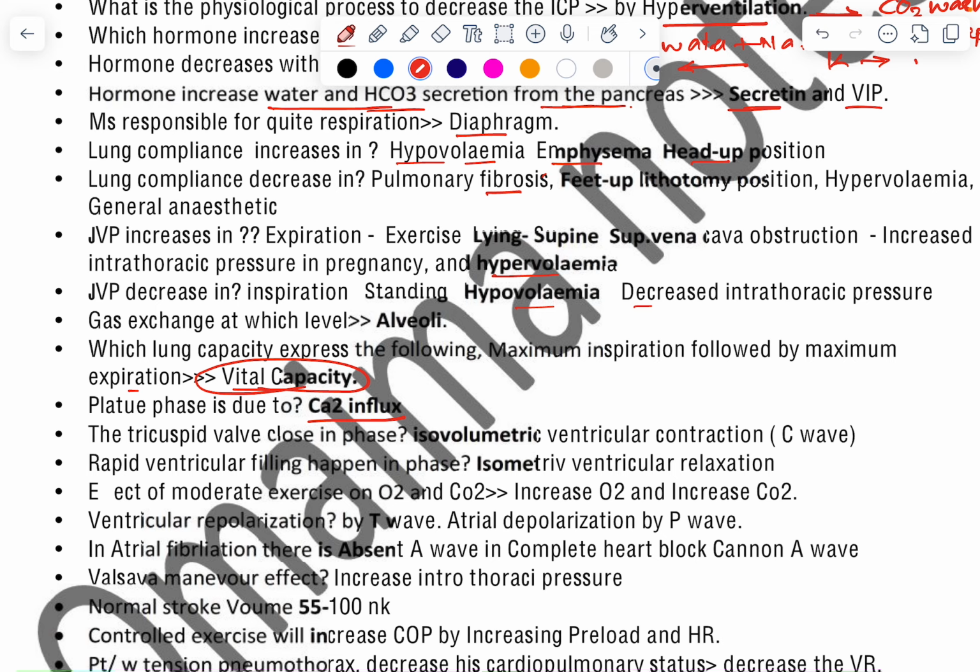Tricuspid valve closes at isovolumetric ventricular contraction, that is the C wave on the JVP. Rapid ventricular filling phase follows isovolumetric ventricular relaxation. Erect or moderate exercise.